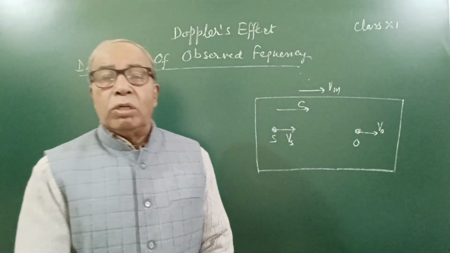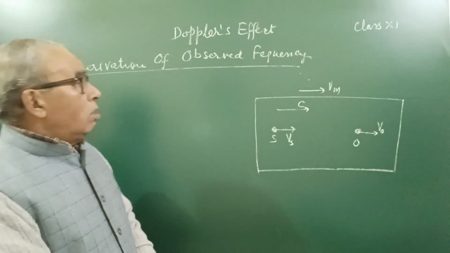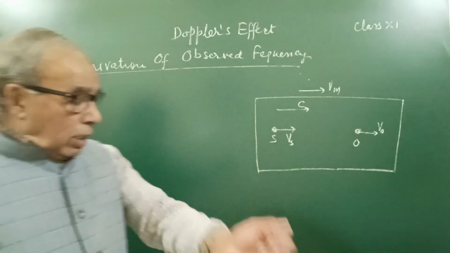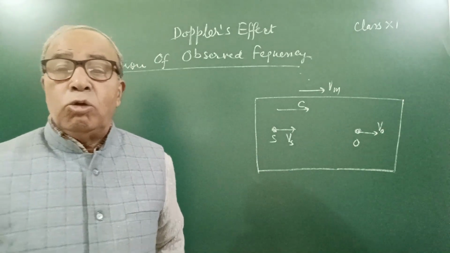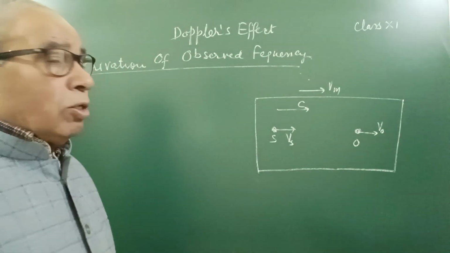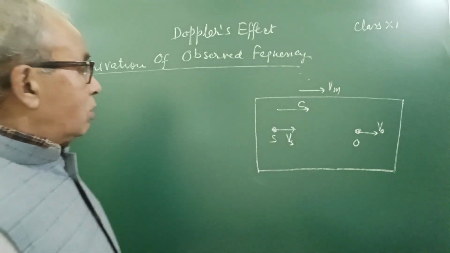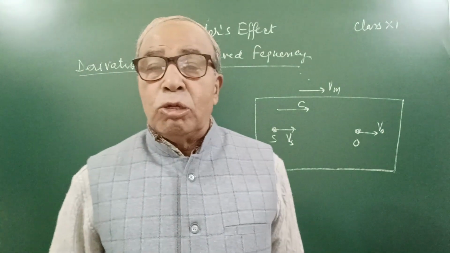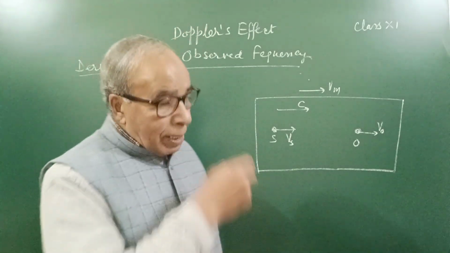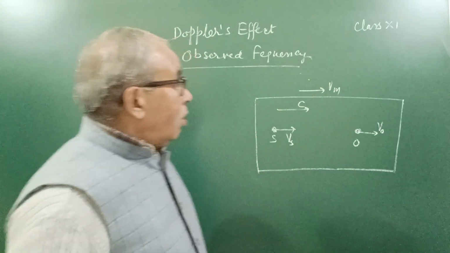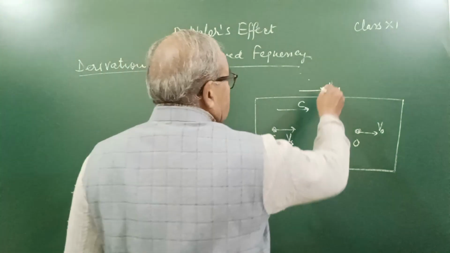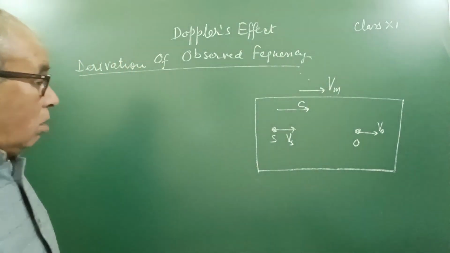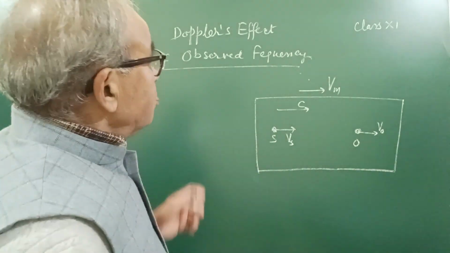Well, dear student, now in this video, I will be deriving the expression for observed frequency in the Doppler effect. In the previous video, I explained what the Doppler effect is. I told you that whenever there is relative motion between the source of sound and the observer, the frequency of sound heard by the observer is different from the real one. So how much difference takes place, and what is the relation of observed frequency and real frequency with the speed of source and sound?